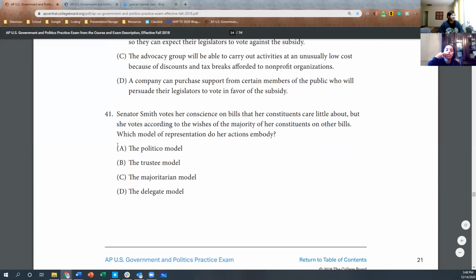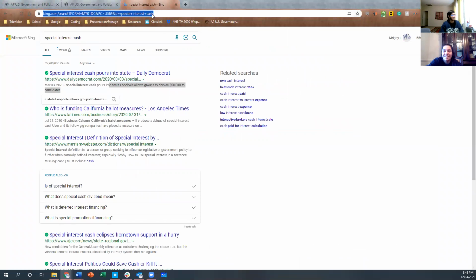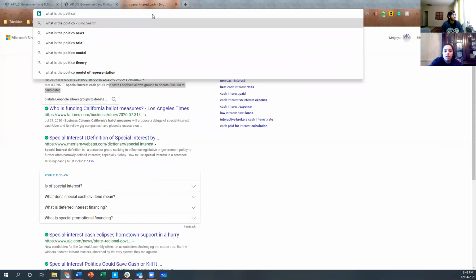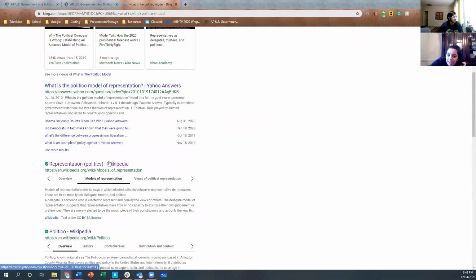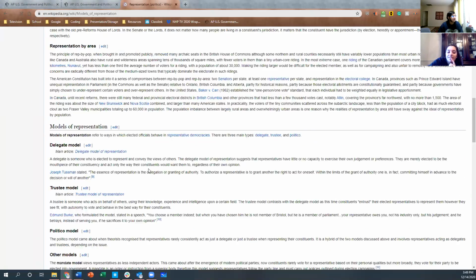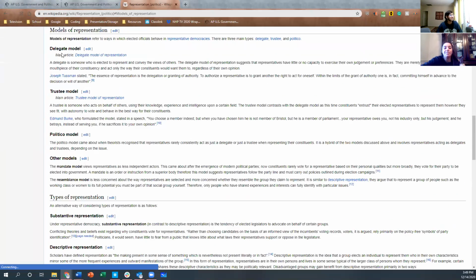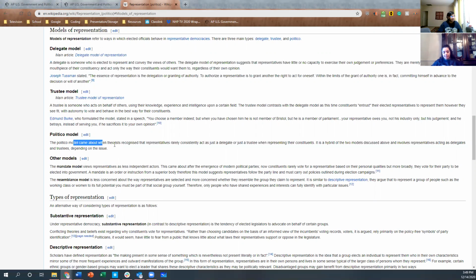A. What is the political model? What is that? Hold on. Legislators should follow their own judgment until the public becomes vocal about a particular matter. That's so weird. Oh, okay. So here it is. Never heard of that. Delegate model is what we learn. Trustee is what we learn. Political is when theorists recognize that representatives rarely act consistently as just a delegate. So it's like a mix of the two. So political is a hybrid. And then mandate. Okay, I don't think we need to know about these two.